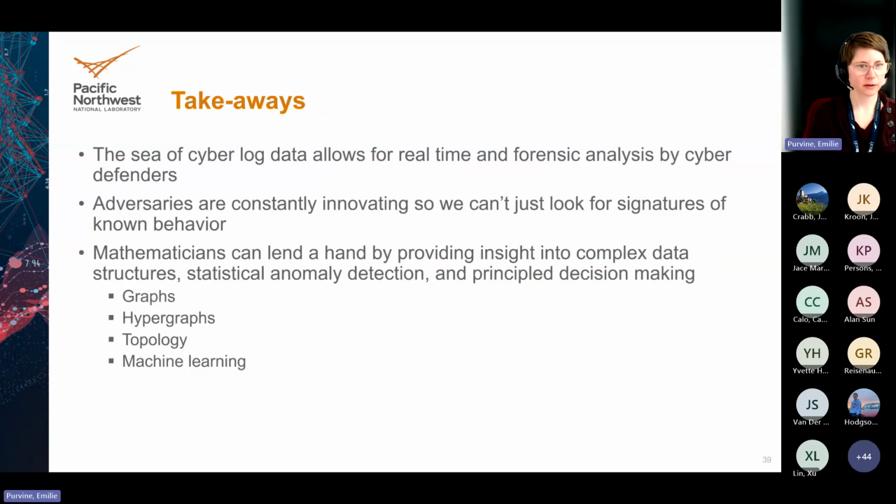So, I'll just leave you with a few takeaways. The sea of cyber log data is rich and allows for both real-time and forensic analysis by the defenders. But we can't just look for signatures of known behavior because the adversaries are constantly innovating. Hopefully I provided some insight into how mathematicians on my team are lending a hand to provide insight on this complex data for statistical anomaly detection, specifically using graphs and hypergraphs, topology, and mixed in a little bit of machine learning.